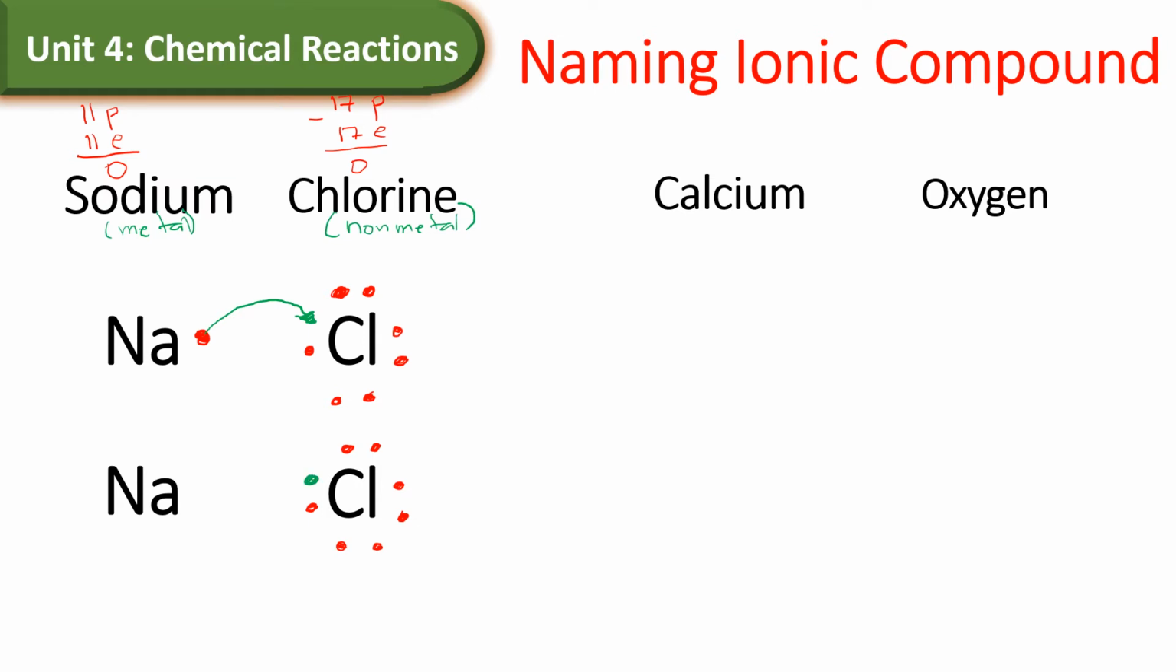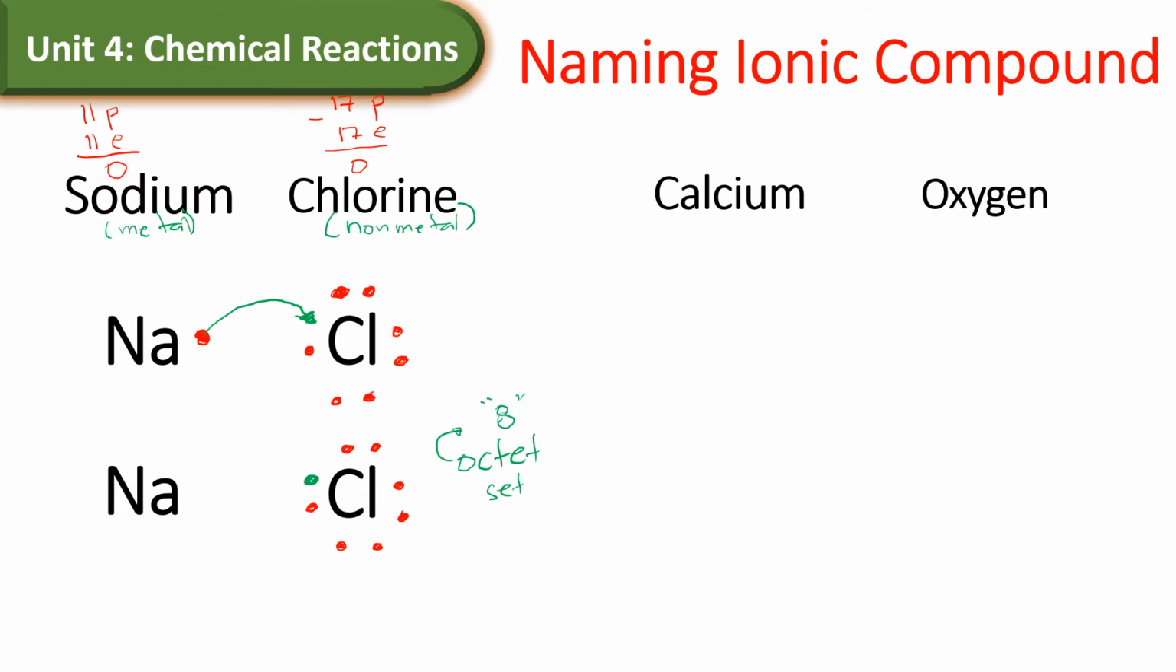In your new Lewis dot diagram, sodium does not have a valence electron because it is now given to your non-metal, and chlorine now has a full set. This is what you call your full set, or your octet set. Octet means 8.